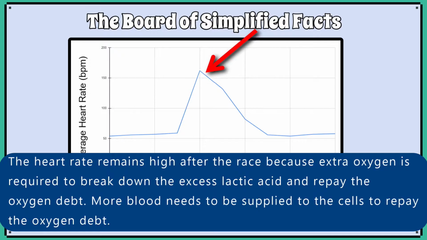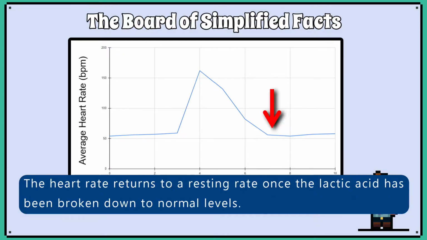The heart rate remains high after the race because extra oxygen is required to break down the excess lactic acid and repay the oxygen debt. More blood needs to be supplied to the cells to repay the oxygen debt. The heart rate returns to a resting rate once the lactic acid has been broken down to normal levels.